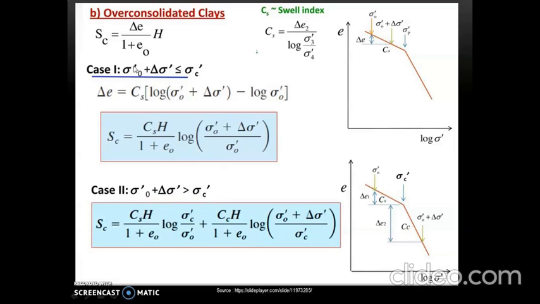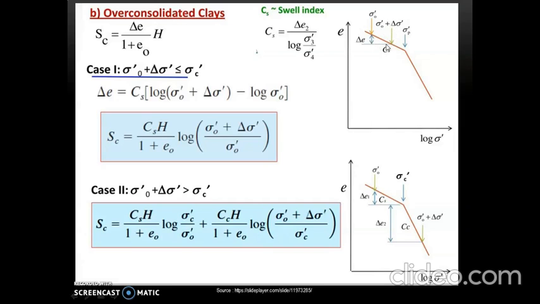Now we will check which equation is to be used to find consolidation settlement when final effective stress is less than pre-consolidation stress. Here we have a plot of void ratio versus log of effective stress, and there are 2 points being considered on the recompression curve. Delta e is the change in void ratio for the points being considered. Sigma naught dash is the initial effective stress and final effective stress is sigma naught dash plus delta sigma dash.